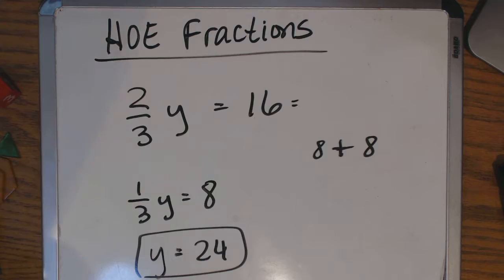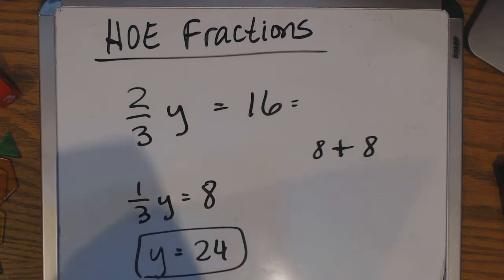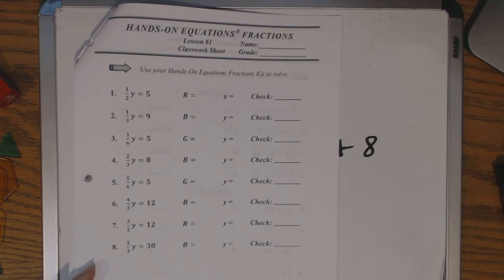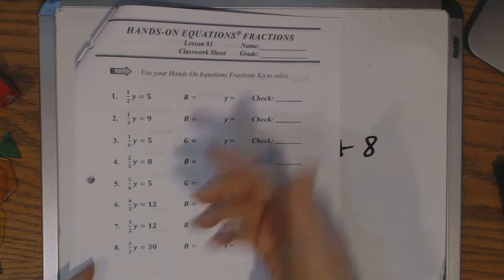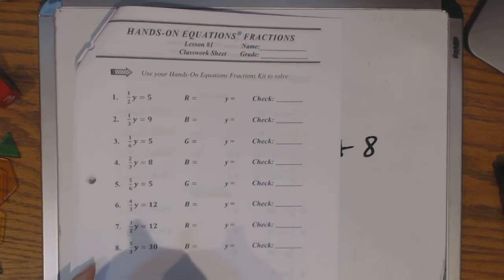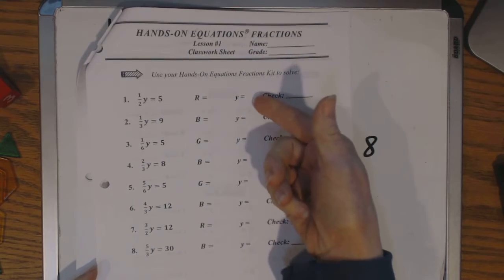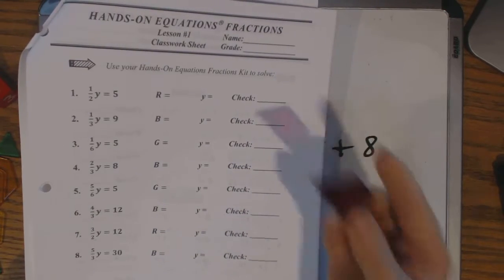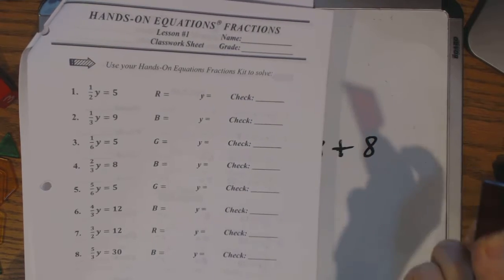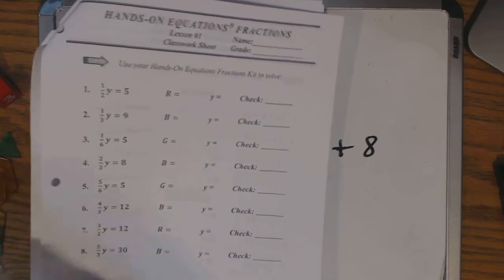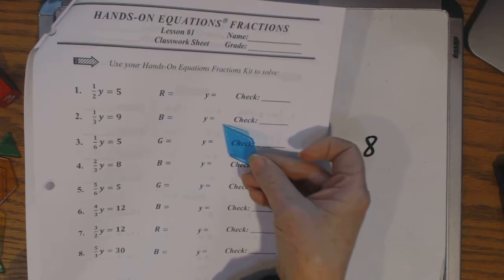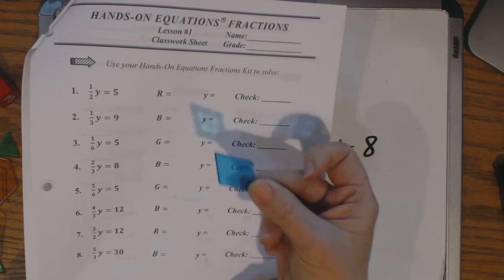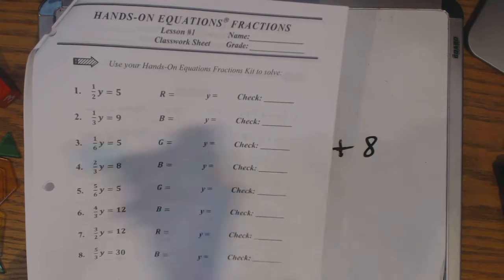If you go to the worksheets, you'll find that there are 8 problems, and each one of them, all you're being asked to find is the value of, say, the red piece if it's 1/2, and the value of y. If we find the value of a red piece, then y is going to be twice the red piece, because 2 halves make a whole. If we find the value of a blue piece, or a third, then y is going to be 3 times the blue piece, because 1/3 times 3 will give me the whole.